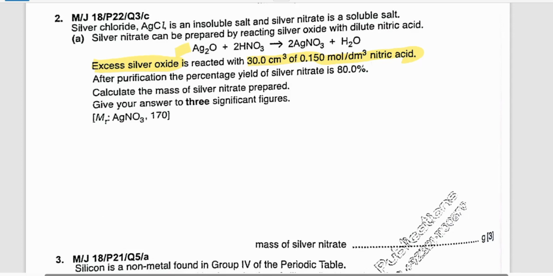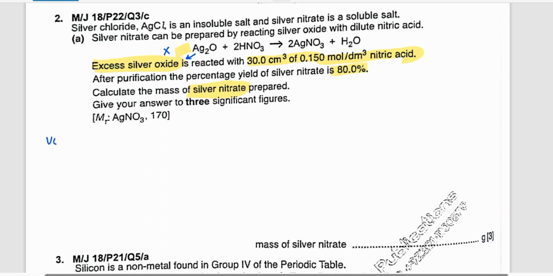After purification, the percentage yield of silver nitrate is 80%. Calculate the mass of silver nitrate. What we have to find? The mass of silver nitrate. So let's start. First, find out the moles of HNO3, which is limited, and the silver oxide is in excess, so we cannot use it to find out the product. We can use the volume and its concentration.